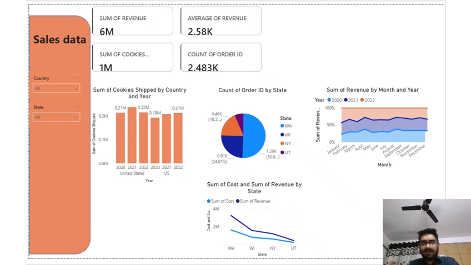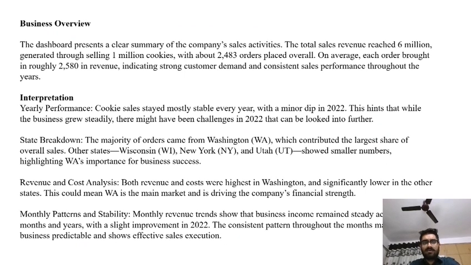Sir, I would like to interpret the four charts which I have presented. This is slide number 2, and my interpretation. I have already discussed the business overview, that is the numbers. The interpretation I made was on four parameters: yearly performance, state breakdown, revenue and cost analysis, and the last one is monthly patterns and stability.